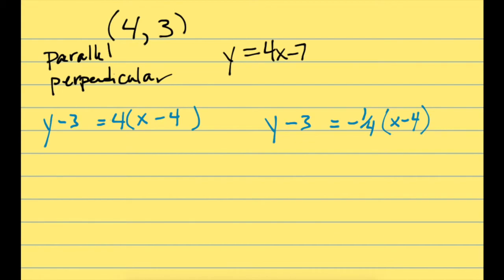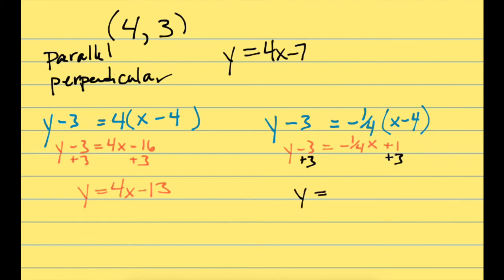On the left, we get y minus 3 equals 4x minus 16 when we distribute, and we add 3 to both sides, we get y equals 4x minus 13. On the right, we distribute, we get negative 1/4 x plus 1, then we add 3 to both sides, which gives us y equals negative 1/4 x plus 4. So there's a parallel and a perpendicular line that passes through that point.